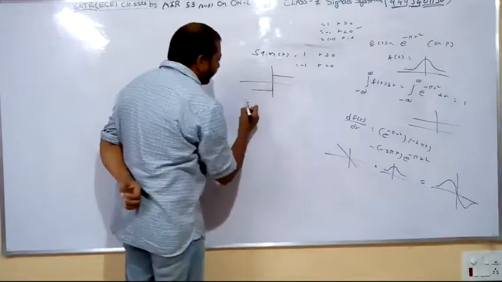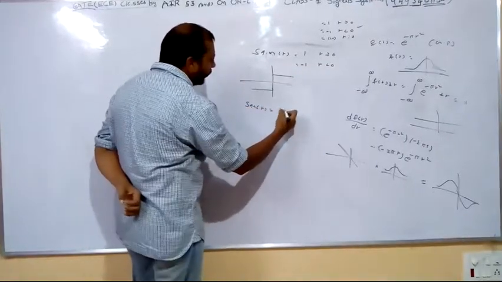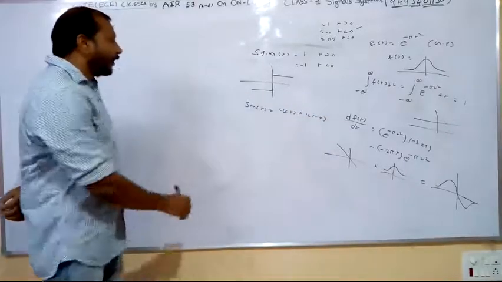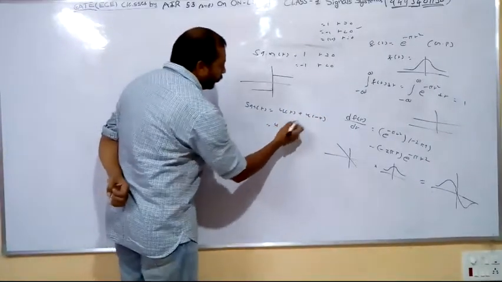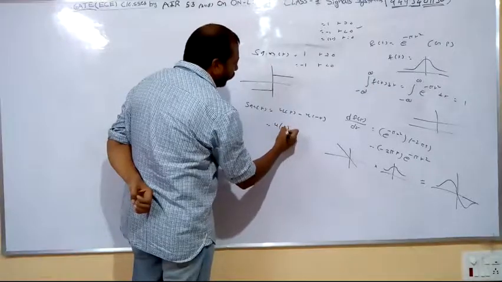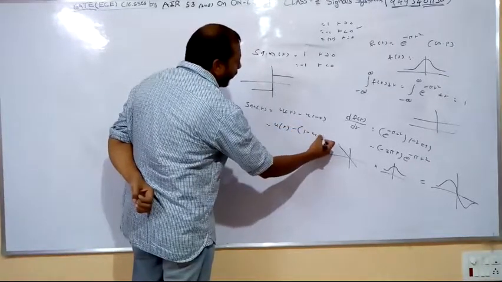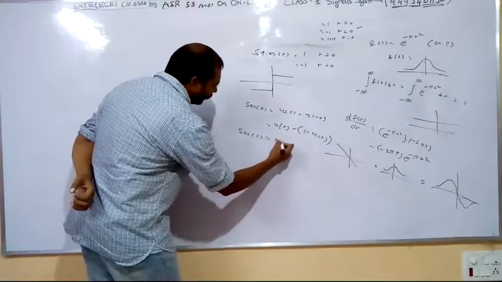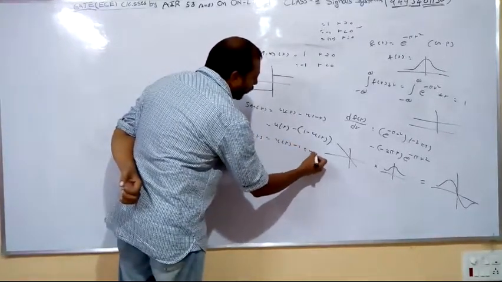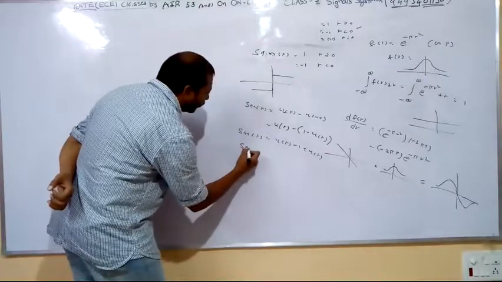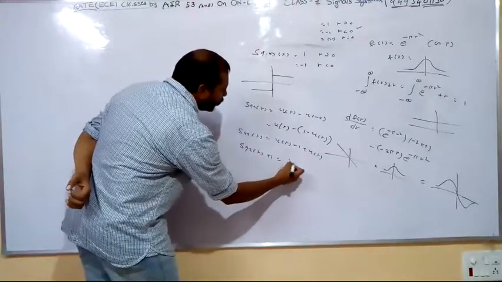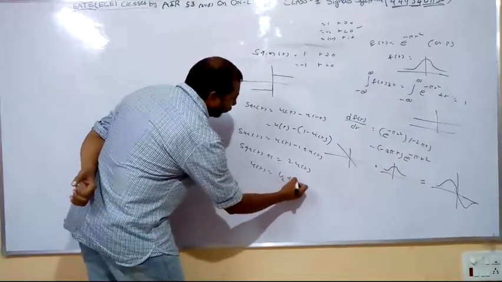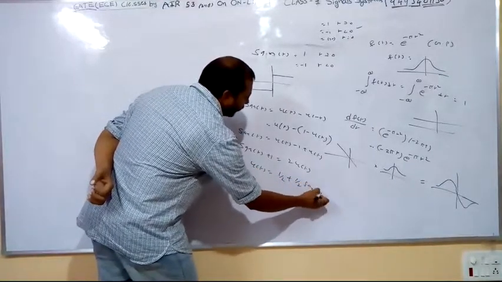So this can be represented as u of t minus u of minus t. This u of minus t can be represented as 1 minus u of t. Upon simplification, this is equal to u of t minus 1 plus u of t, so signum of t plus 1 is equal to 2 into u of t. So u of t can be represented as 1 by 2 plus 1 by 2 signum of t.